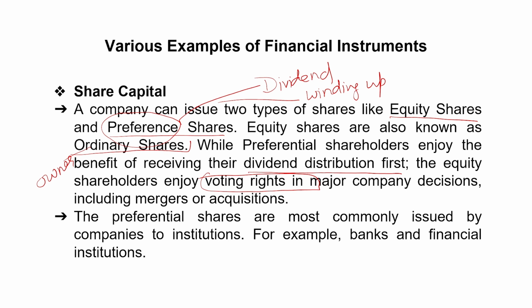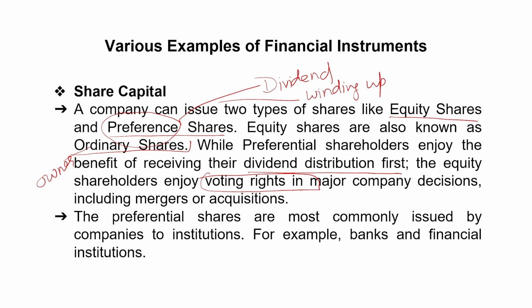Preference shareholders are allowed to cast their vote in one circumstance: if the company fails to pay the dividend to the preference shareholders in the last two preceding years, then they are considered equivalent to equity shareholders. Then they cast their vote on each and every matter. Otherwise, preference shareholders are allowed to cast their vote only on such matters which relate to their preferential nature.